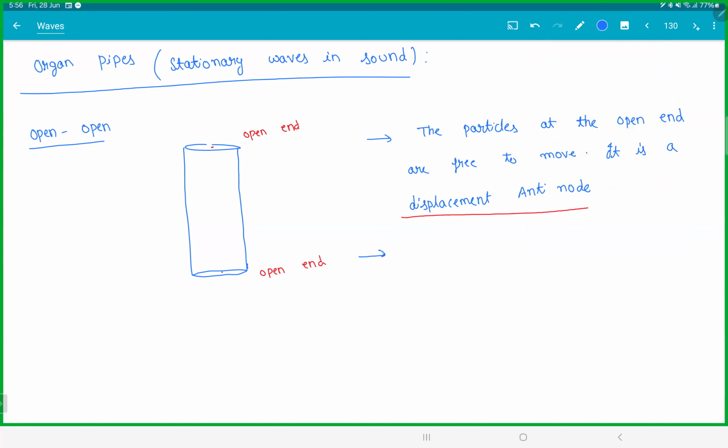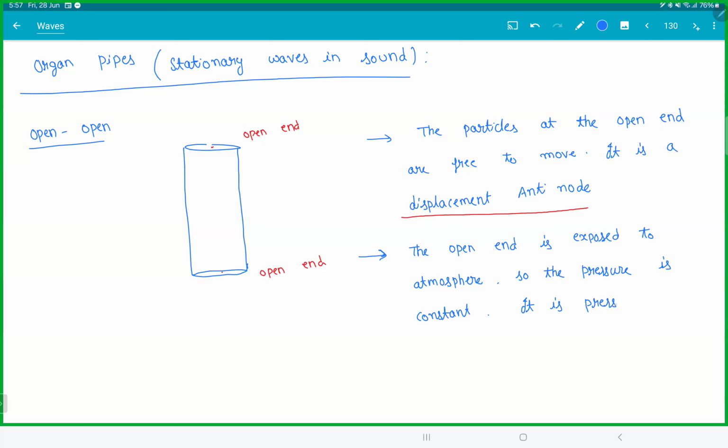But the same thing, the open end is exposed to atmosphere. So the pressure remains almost constant. Because if you want to change the pressure there, you have to change the entire atmosphere pressure. Therefore, it's a pressure node.